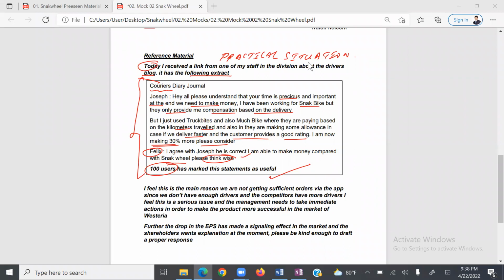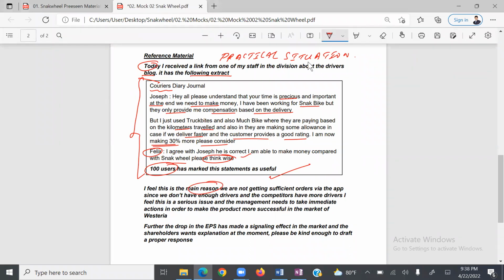I feel this is the main reason we are not getting sufficient orders via the app, since we do not have enough drivers and competitors have more drivers. I feel this is a serious issue and the management needs to take immediate actions in order to make the product more successful in the market of West area. Further, the drop in EPS has made a signaling effect in the market and shareholders want an explanation at the moment. Please be kind enough to draft a proper response as well.